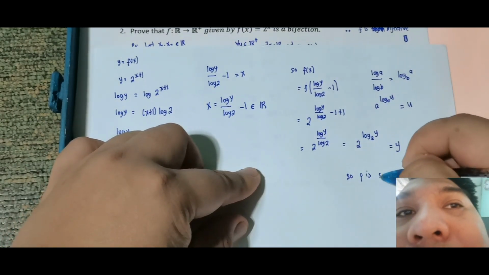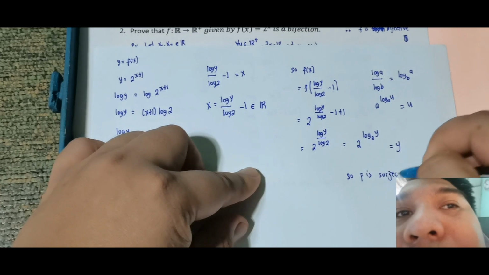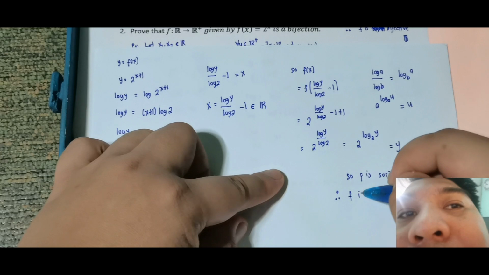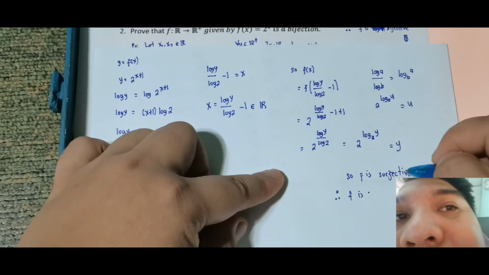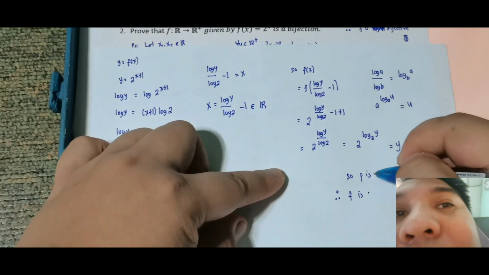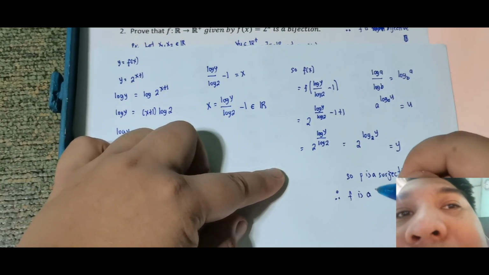Okay, so f is surjective. Therefore, f is a surjection. So, therefore, f is a bijection.